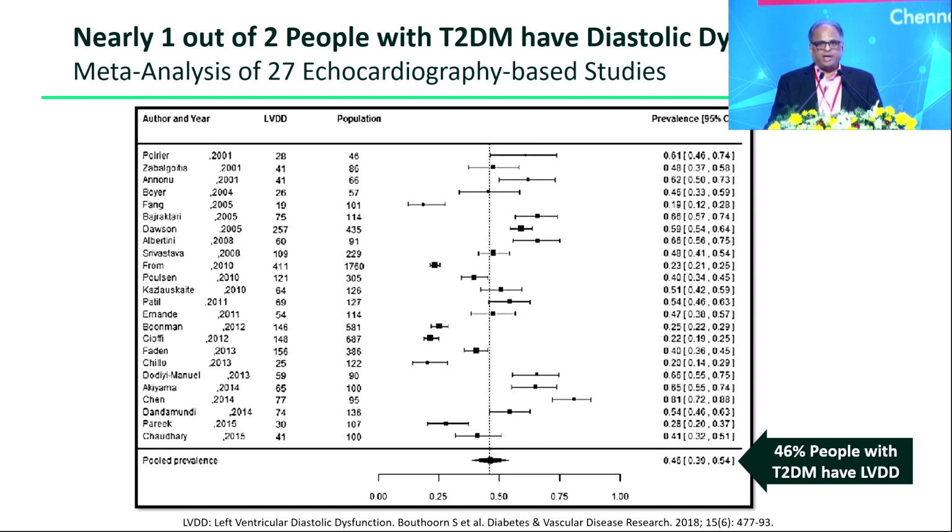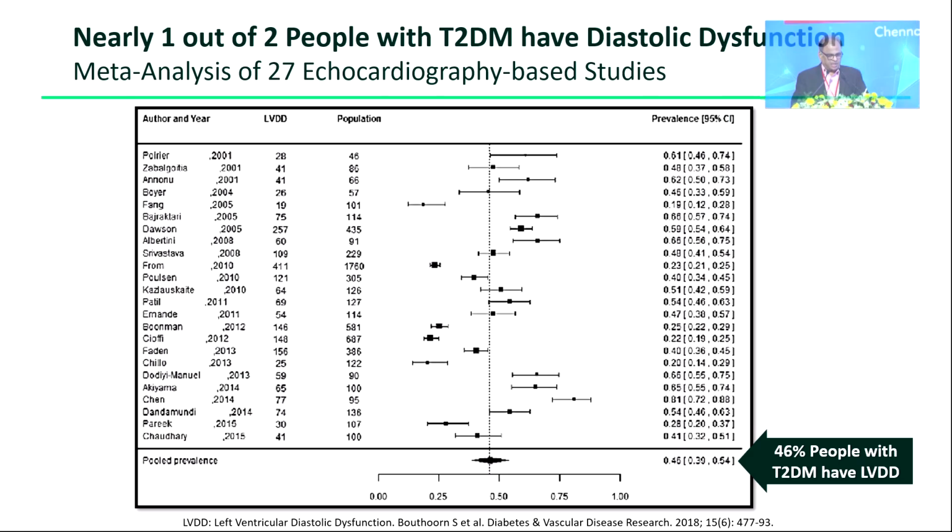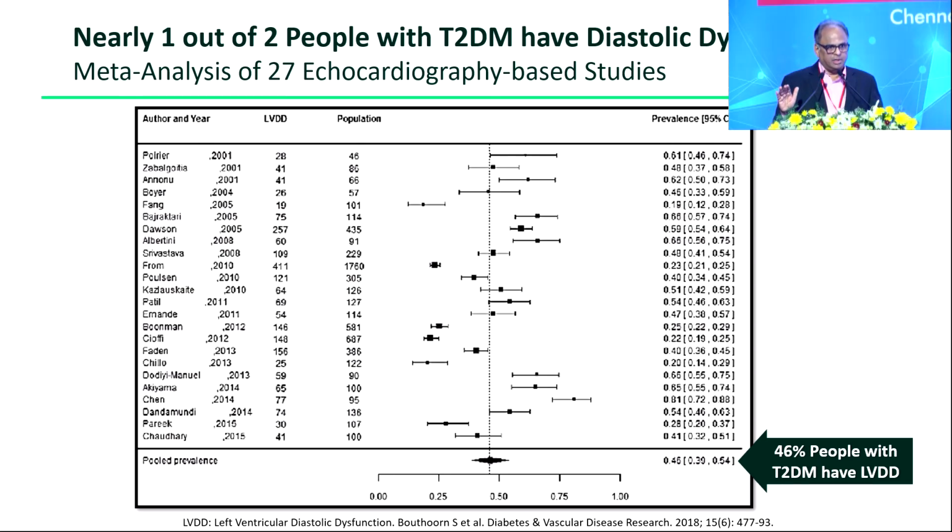Now, why is it we talk about heart failure as well? Look at this, that nearly 1 out of 2 people will have diastolic dysfunction, almost 50% of them, and that includes in India as well as outside the country. 27 echocardiography based studies have shown that about 46% of the people with type 2 diabetes have got a diastolic dysfunction, and in fact, heart failure comes earlier than actually CAD or CVD. So I think we need to look into that.